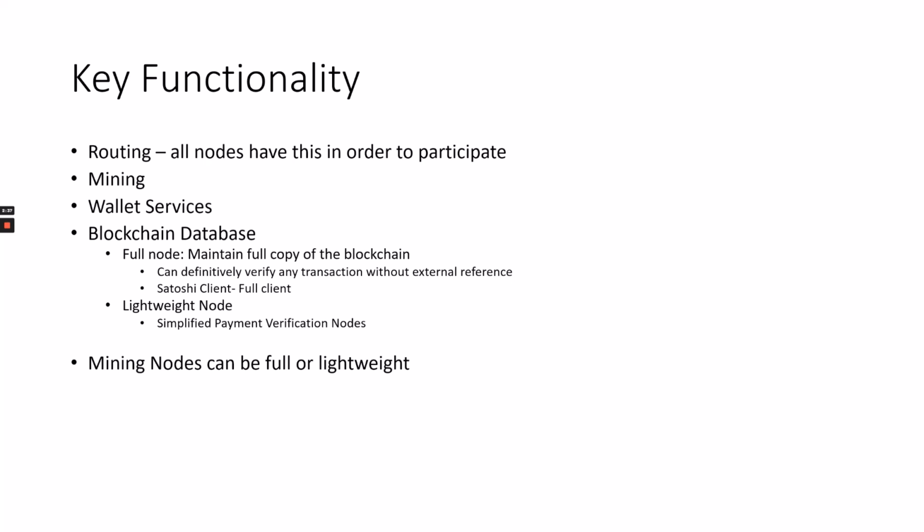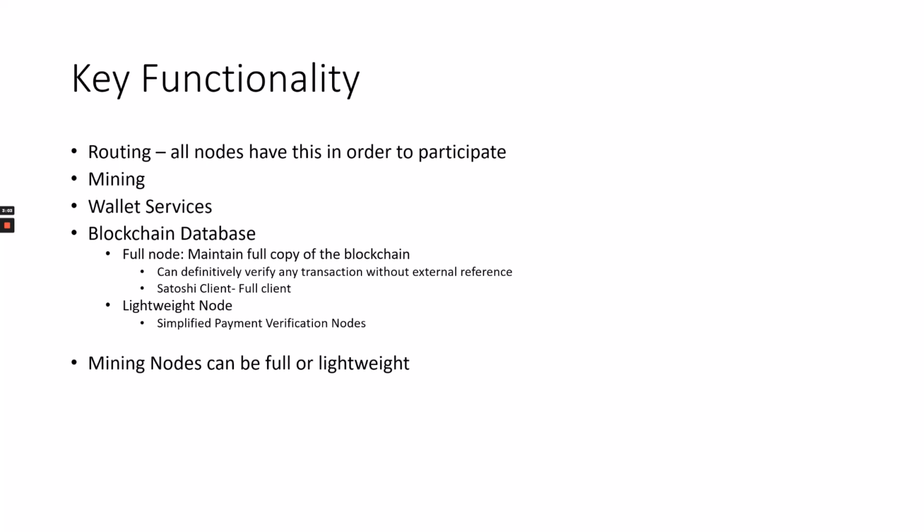So let's just take a brief look at some of these roles, and we'll be discussing these roles in detail later on. But for now, we'll have a brief overview. So first is routing. So routing is quite simply message passing, information exchange, and this is something all nodes need to be able to do. So if you can't exchange information across the network, you really can't participate in the network.